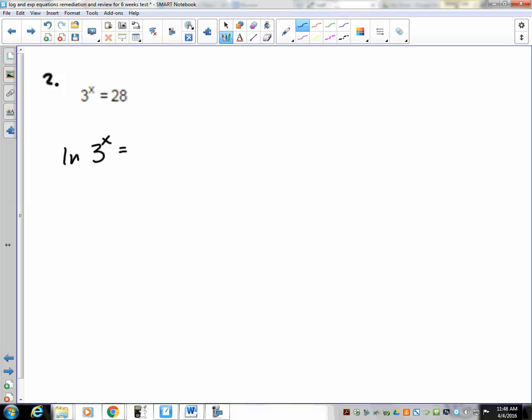Now, see if y'all can kind of remember from here. And again, I'm trying to let you work ahead. All right. So yeah, the x goes to the front by the power property. So when is it that I don't really have to use the power property on this step right here? When this base is e. So if that was natural log of e to the x instead of 3 to the x, it would just be x. But it's not e to the x. It's 3 to the x. So we use the power property.